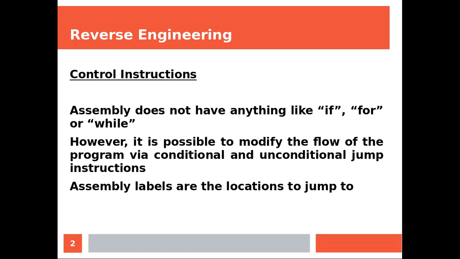Control instructions. Assembly does not have anything like if, for, or while. However, it is possible to modify the flow of the program via conditional and unconditional jump instructions. Assembly labels are the location to jump to.